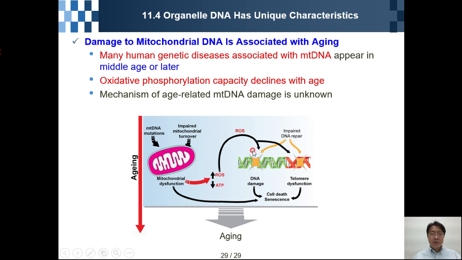So if you are interested in this field, and you reveal the specific mechanism, you will get the Nobel Prize. Okay, so based on this result, we just assume that damage to mitochondrial DNA is associated with aging, but we don't know the exact mechanism yet.